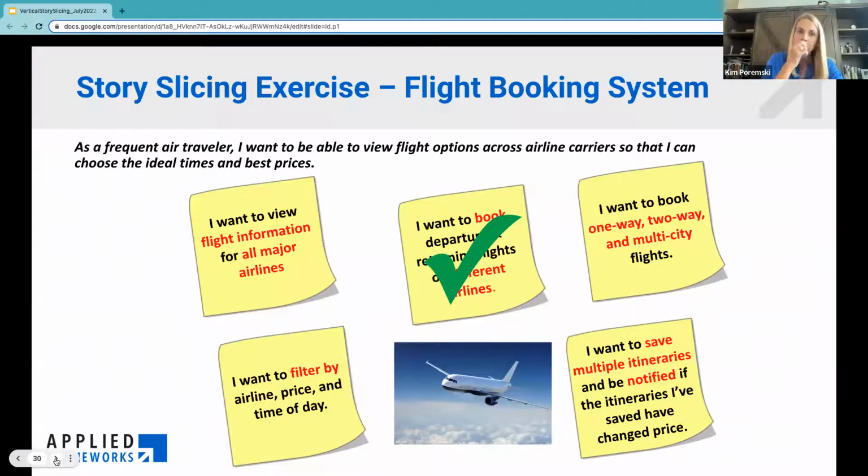And then if you look at these other clues, we're not going to go into each one of these, but think about one-way, two-way, multi-city. Sounds like simple, complex to me. All major airlines. Sounds like you might be able to do one at a time, right? Different interfaces to different airlines, for example.